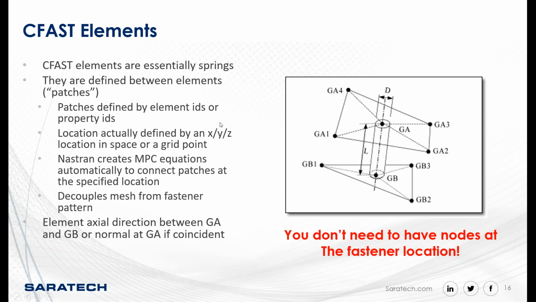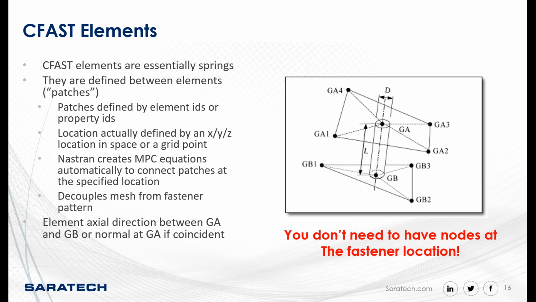The next element you can choose from is the CFAST element. And the CFAST elements are unique, and I don't think a lot of people really use them, even though they can be very helpful. Essentially, they're springs, just like the CBUSH. But instead of connecting two nodes together, they're actually used to attach patches together. What is a patch? Well, a patch is a group of elements that are defined either by element IDs or by property IDs. So a patch could be a single element or it could be multiple elements.